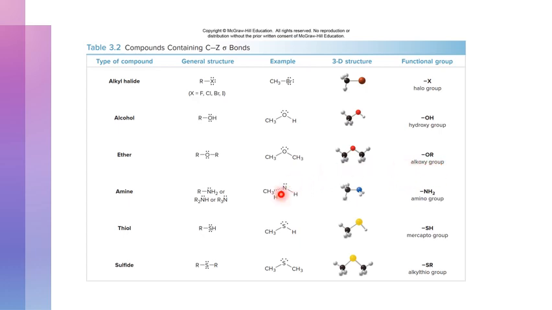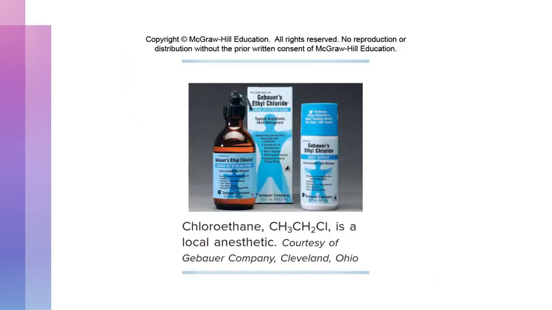If NH2 is attached, we call it an amino group. And if SH is attached, we call it a mercapto group. And if SR is attached, alkyl thio group. These are some of the functional groups you will be seeing in organic chemistry. Here is an example of chloroethane used as a local anesthetic that numbs the site of an injury. Several simple compounds like this are used in medicine, right? They are widely used.